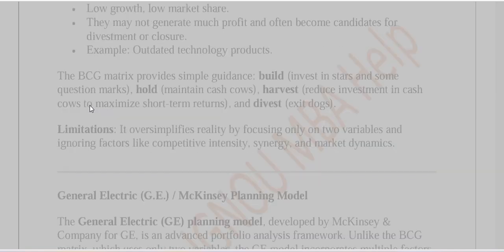4. Dogs: low growth, low market share. They may not generate much profit and often become candidates for divestment or closure. Example, outdated technology products. The BCG matrix provides simple guidance: build, invest in stars and some question marks; hold, maintain cash cows; harvest, reduce investment in cash cows to maximize short-term returns; and divest, exit dogs.